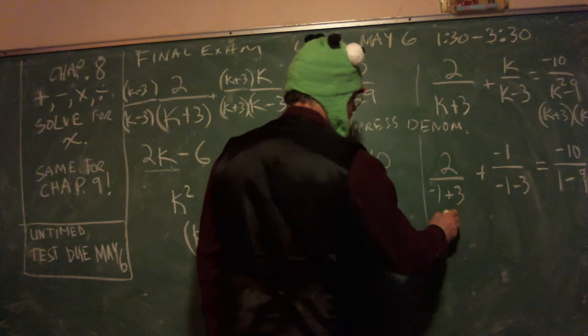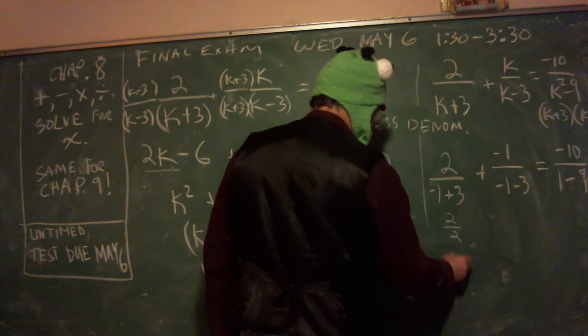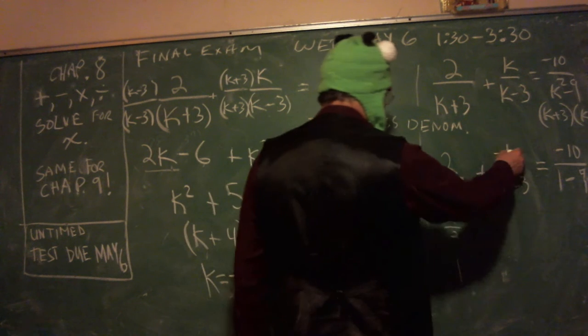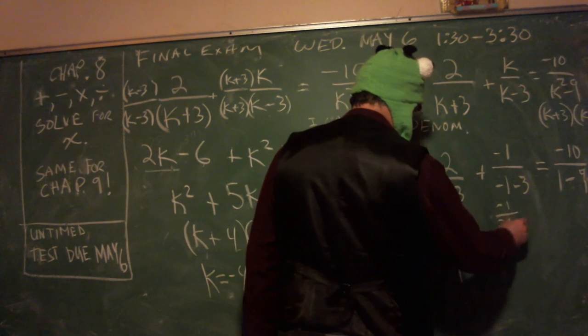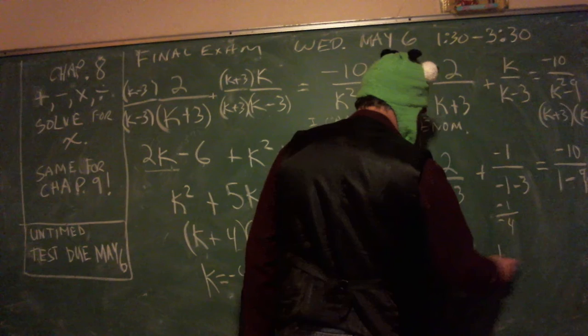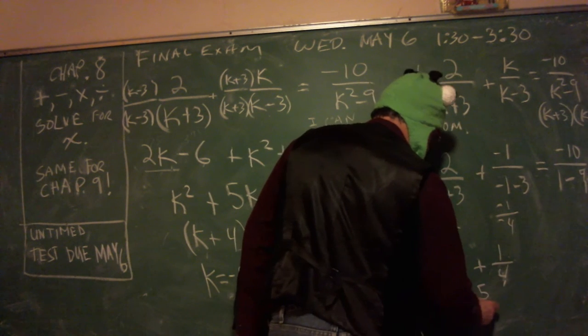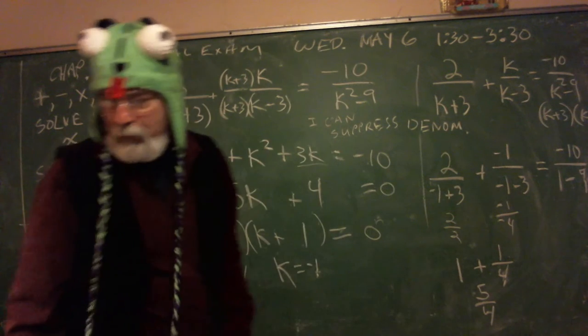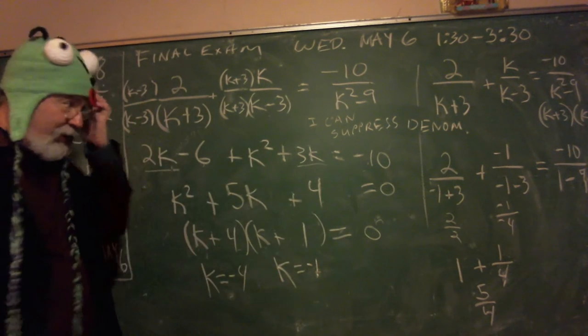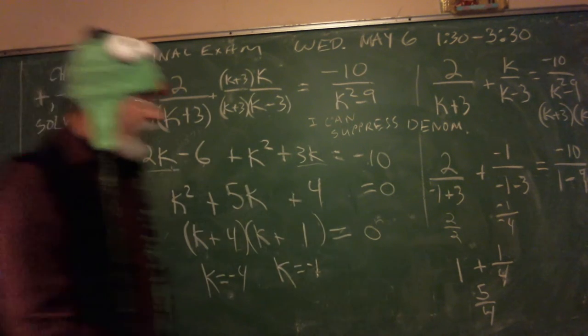-1 plus 3 is 2. So I have 2 over 2, otherwise known as 1. This guy is a -1 over -4. That's otherwise known as a +1/4. So that's 5/4. I hope that's in the picture. Do we got 5/4 in the picture? I squeaked it in on the bottom there. That's good. Now the other side, is that worth 5/4?